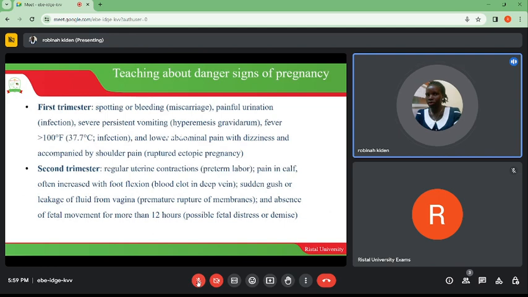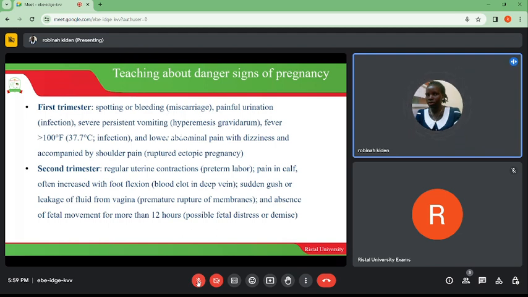So when teaching about danger signs of pregnancy during the first trimester, danger signs include spotting or bleeding. This can indicate miscarriage. If there is painful urination, it also indicates infection. Severe persistent vomiting indicates hyperemesis gravidarum. Then if there is a fever of greater than 37.7 degrees Celsius, this also indicates infection, likely she has malaria or any other thing.